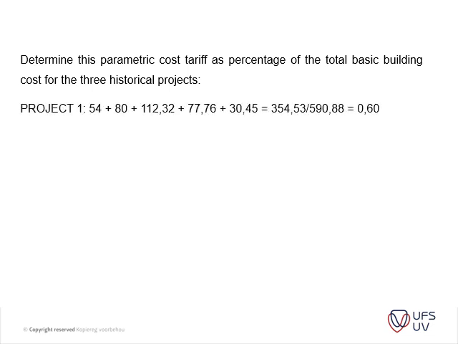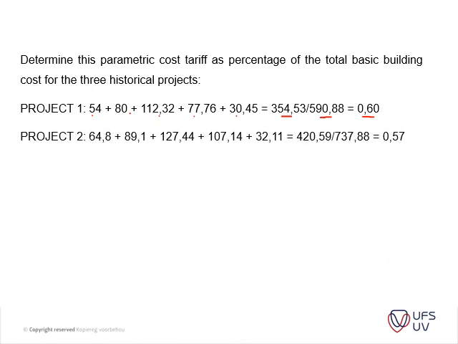So you take your three historical buildings, you take the items that were shown in table 2, and you take out each project's rate of your historical data, and you calculate what percentage these items contribute to your total basic building cost. Okay, so then you take your 354 Rand of these totals divided by the total building cost to get a percentage of 60% for your project 1. So those items in table 2 contributed 60% of the total cost of your first project.